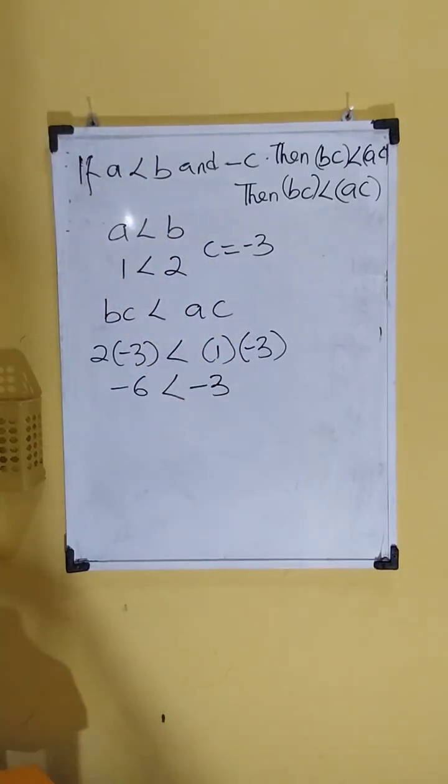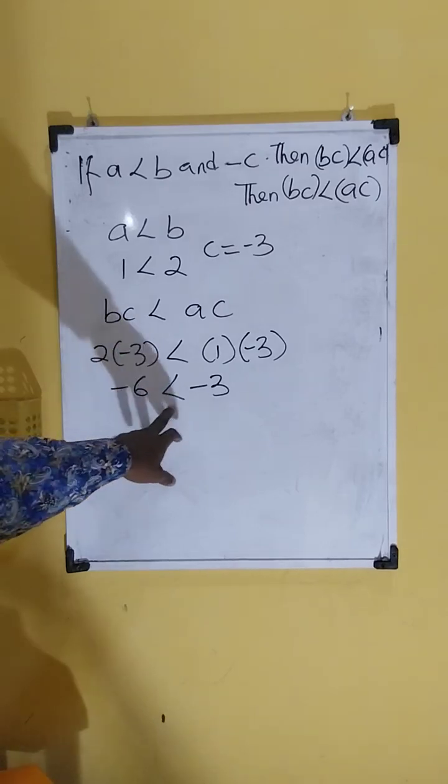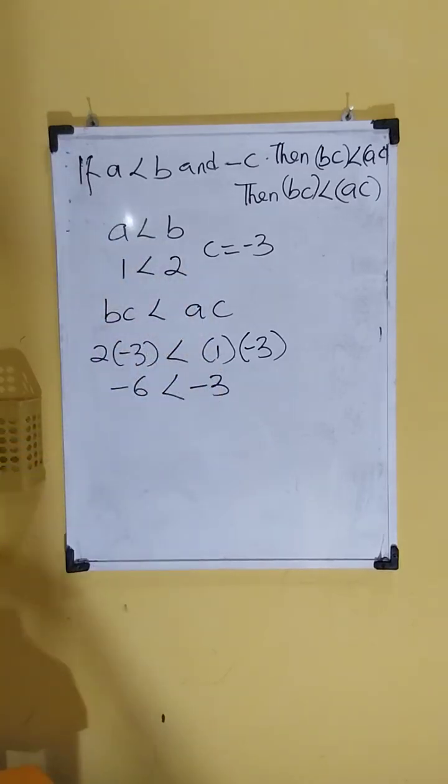So now, when you do that, you look at it. Is -6 lesser than -3? That's the question for us now. Is -6 actually lesser than -3? Yes, -6 is lesser than -3, because from -1 downward, the higher the number, the lesser it is.